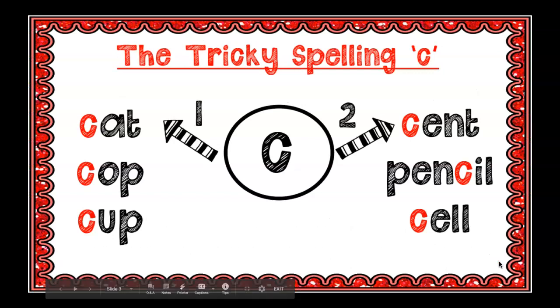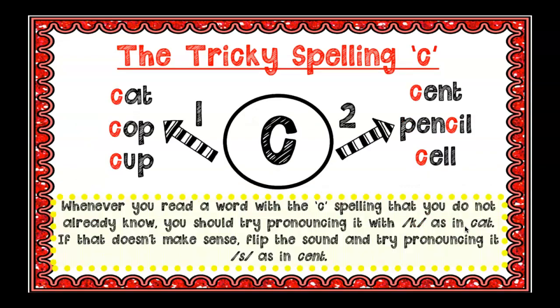Okay, so we've learned these two ways to read the letter C. We've learned to read the letter C with the k sound, like in cat, cop, and cup. But we've also learned to read the letter C with the s sound, like in scent, or pencil, or cell.